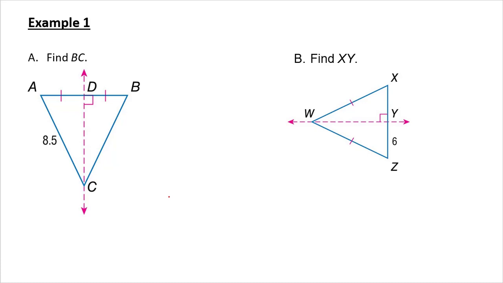First example. Find BC. Okay, so I have a perpendicular. I have D being the midpoint since those segments are congruent. So AC is congruent to BC. BC therefore is 8.5. In this case, find XY. So I have segments congruent and I'm perpendicular. Therefore, I know that XY is congruent to YZ, making this segment 6.